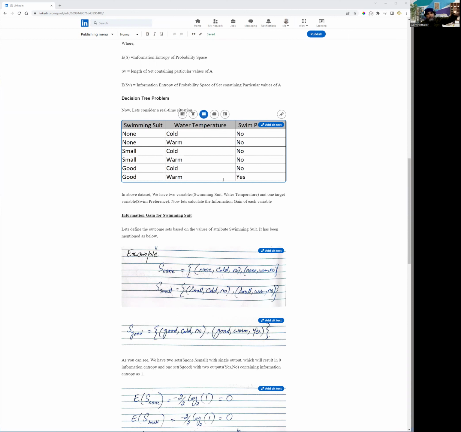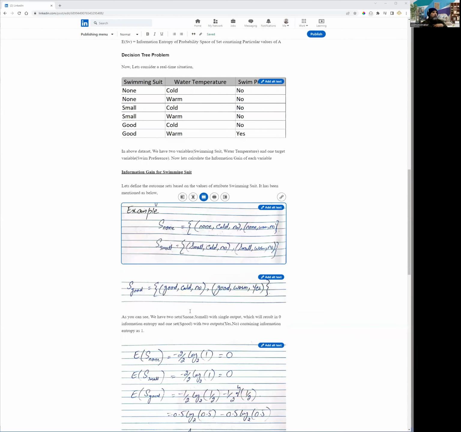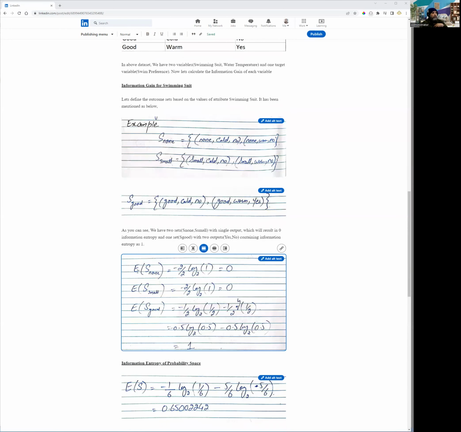And you can see if we have a large number of variables and a large number of values, it's not going to be very efficient to run on a computer, which has limited power to calculate the information gain, right? So keep that in mind. That's why it's not a very practical algorithm that we use on a day-to-day basis. All right, so we have S none, similarly we have S of small, and then we have the set of good, and each is containing its respective rows.